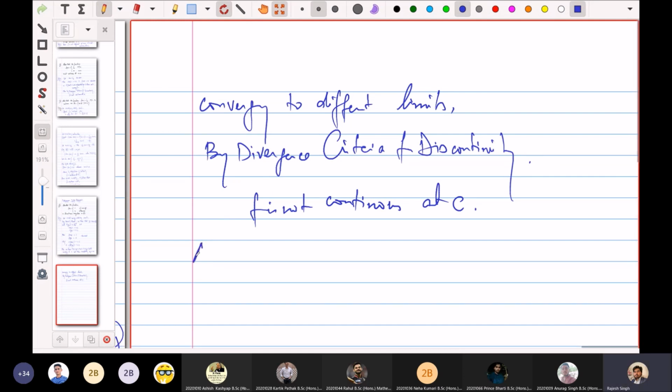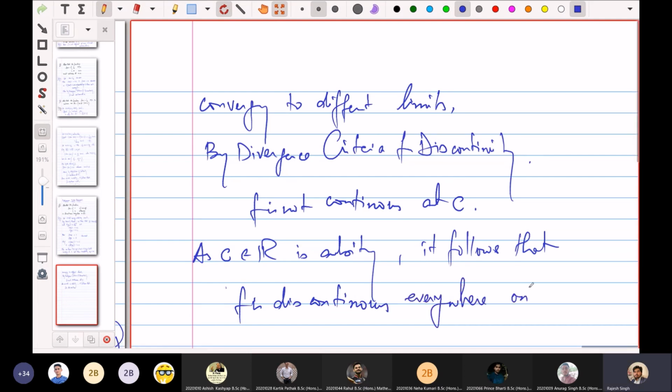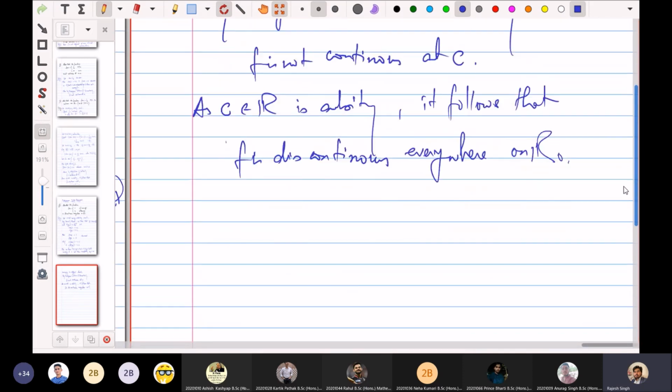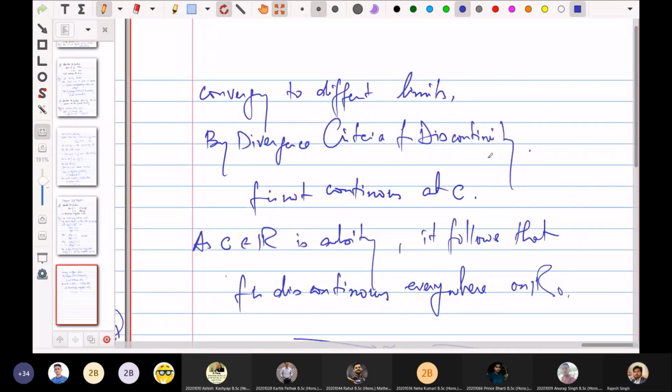So again, as c belonging to R is arbitrary, it follows that f is discontinuous everywhere on R. ठीक है, so we are just repeating what we did in our limit portion. बस अब कंटिन्यूटी के टर्म्स में कर रहे हैं. तो वो चैप्टर आ गया तो तुम्हें आधा ये चैप्टर आ जाएगा. ठीक है, so make sure you practice chapter 4 properly so that ये आगे का पूरा कंटेंट बहुत इजी हो जाएगा तुम्हारे लिए. ठीक है, is it fine?